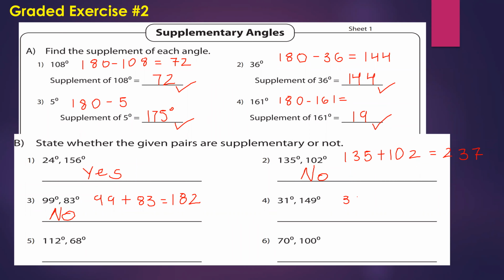Why do you say yes? Because 101 plus 30, I mean 109 plus 31 equals 180. Very good, equals 180. So that means they are what? Supplementary angles. All right, move right along.